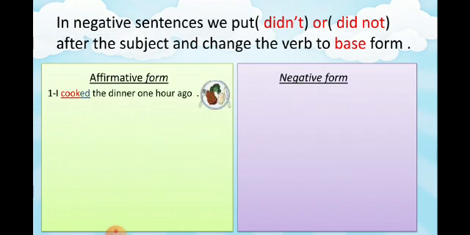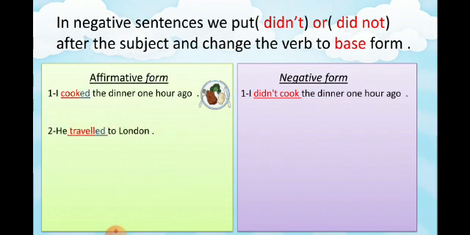I cooked the dinner 1 hour ago. I didn't cook the dinner 1 hour ago. Remember the two steps. The first step, we put didn't after the subject of the verb. أول خطوة قمنا بوضع didn't بعد الفاعل. Step number 2, we change the verb into a base form. الخطوة الثانية هي إرجاع الفعل إلى أصله by removing ed only, عن طريق إزالة حرفي ed فقط.